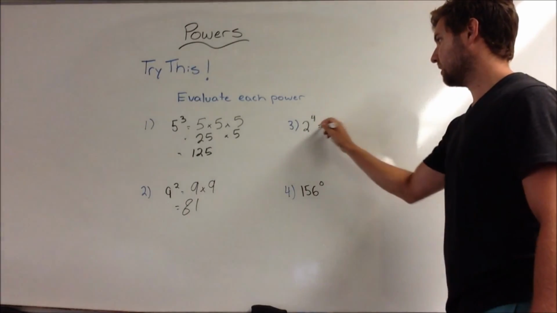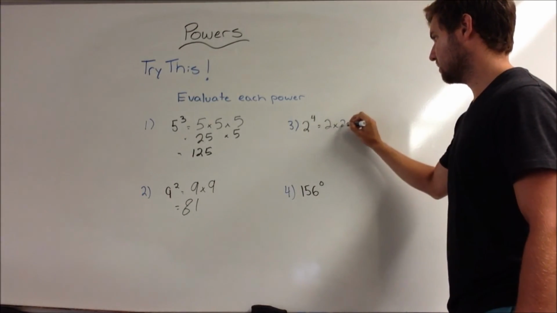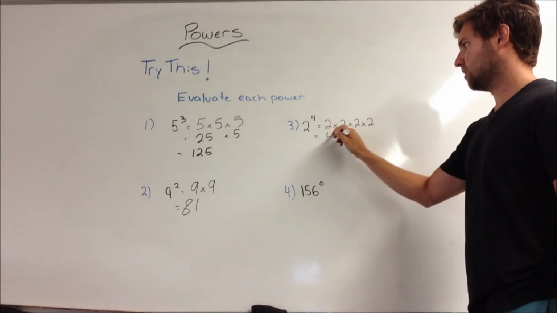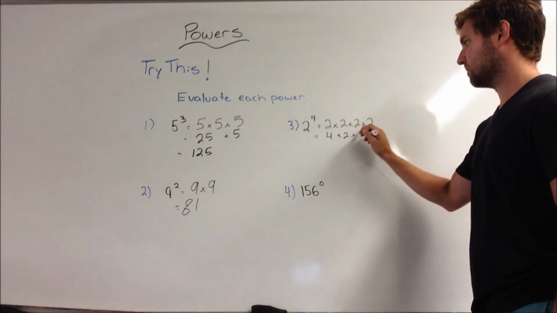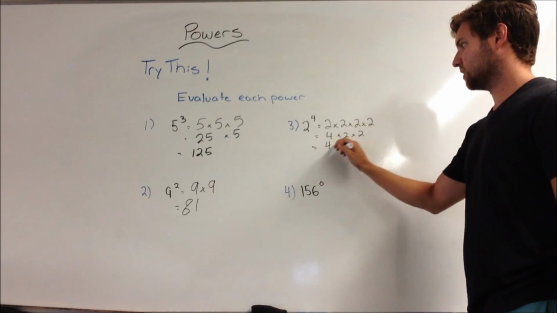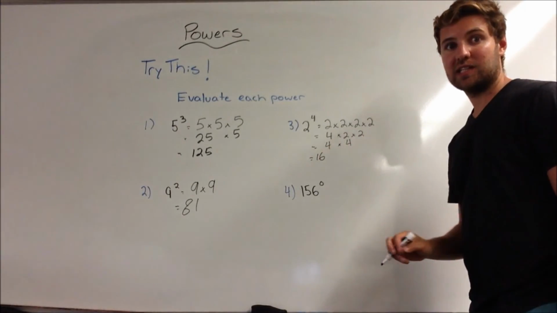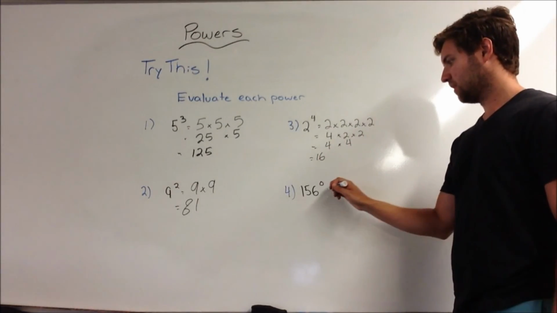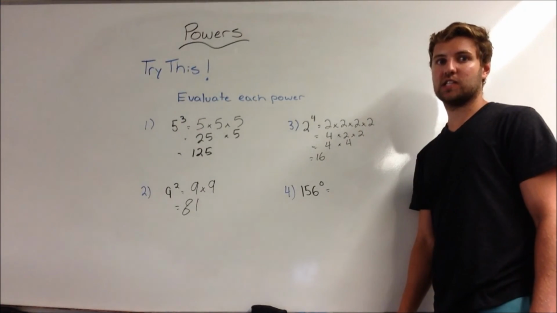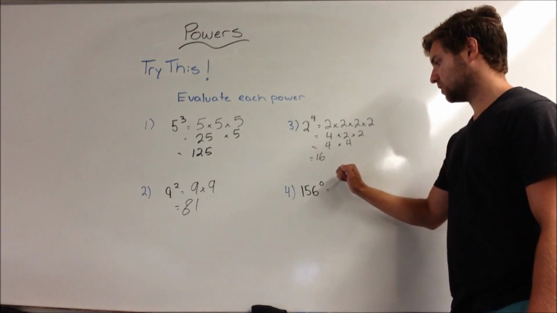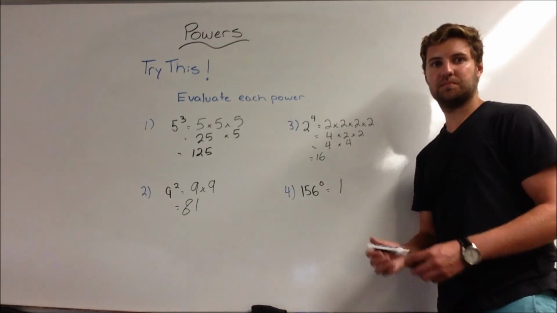2 to the exponent 4 means 2 times 2 times 2 times 2. So this means 4 times 2 times 2, which is 4 times 4, which gives us 16. And finally, 156 to the exponent 0. Remember, anything to the exponent 0 is equal to 1. And there we go.